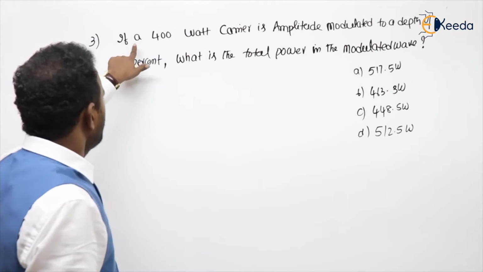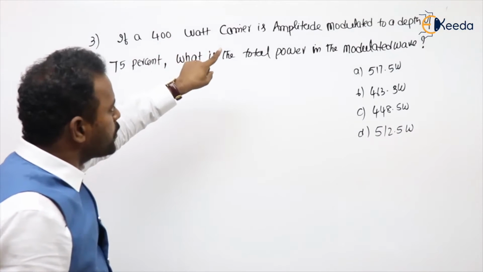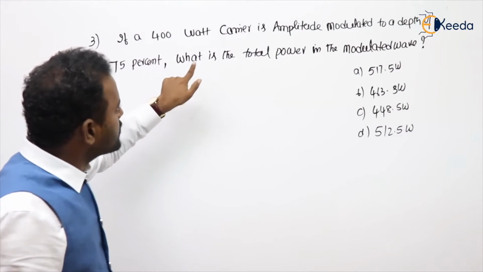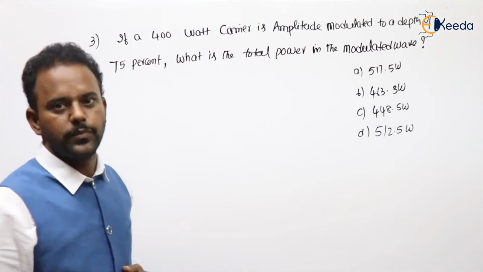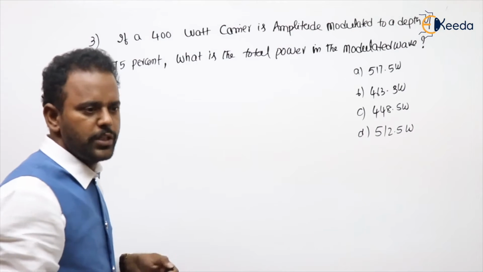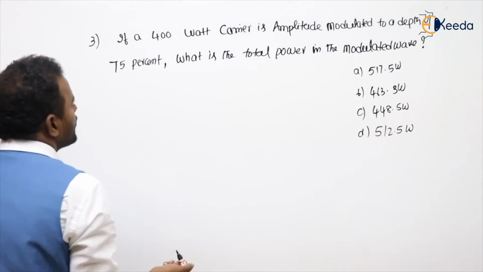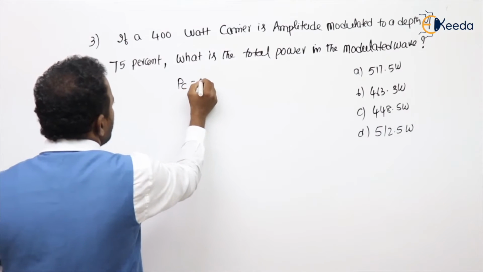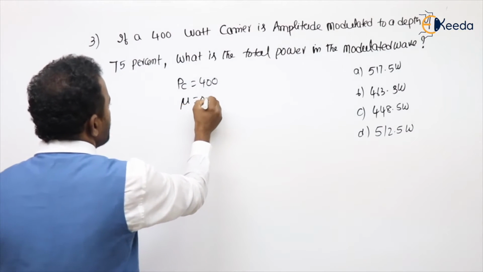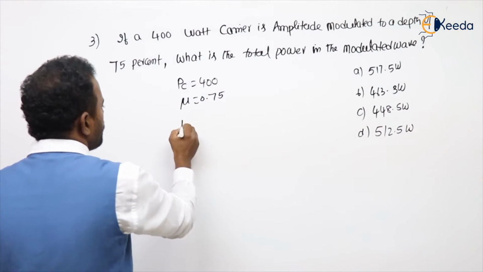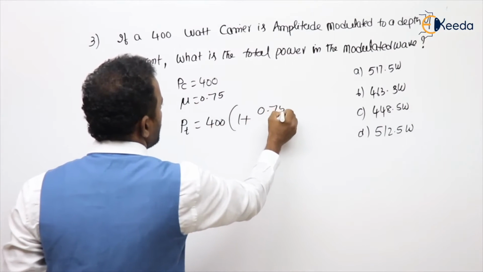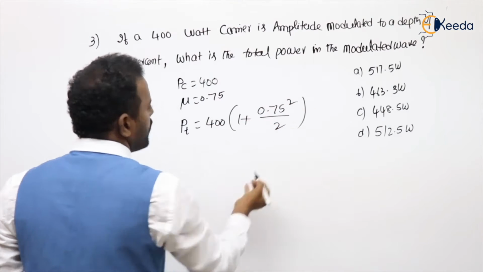See the next problem. If a 400 watt carrier is amplitude modulated to a depth of 75%, what is the total power in the modulated wave? It's a common model of asking this type of questions. What they given? Carrier power is, students, they given 400 watt. And what is the percentage of modulation they given? 75%, 0.75. Total power formula, PT equal to PC into 1 plus mu square by 2, 0.75 whole square by 2. No need of calculator.